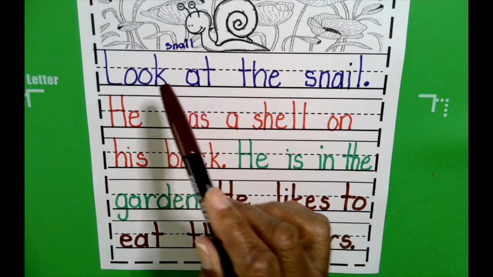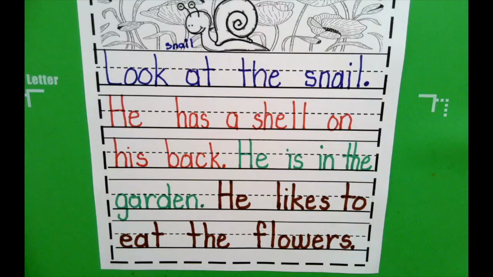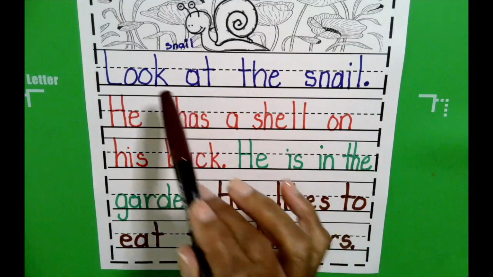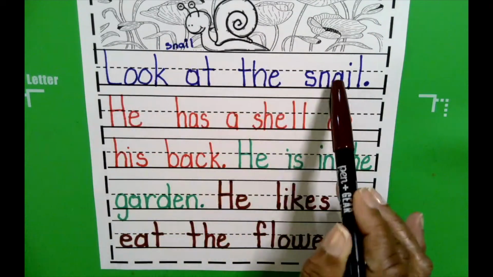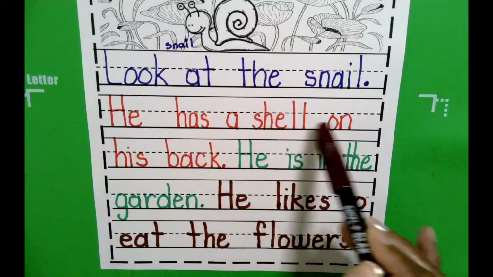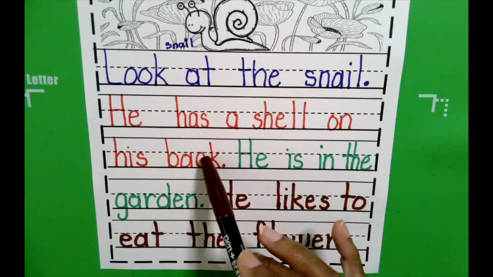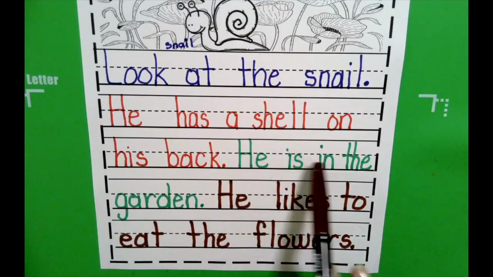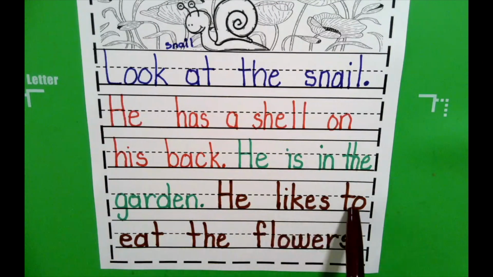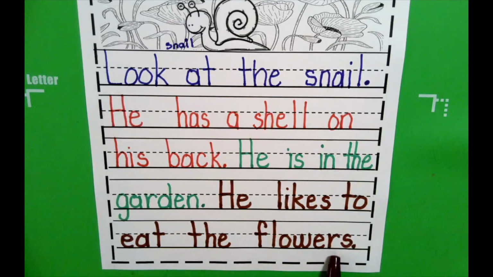Remember, listen for your cue. Look at the flower. I'm sorry. I'm ahead of myself, boys and girls. Let's start over. Look at the snail. Your turn. Look at the snail. He has a shell on his back. Your turn. He has a shell on his back. He is in the garden. Your turn. He is in the garden. He likes to eat the flowers. Your turn. He likes to eat the flowers. Give yourself a pat on the back, boys and girls.